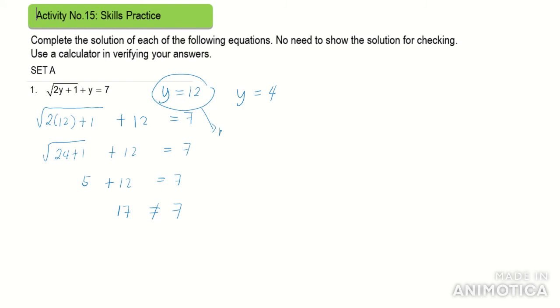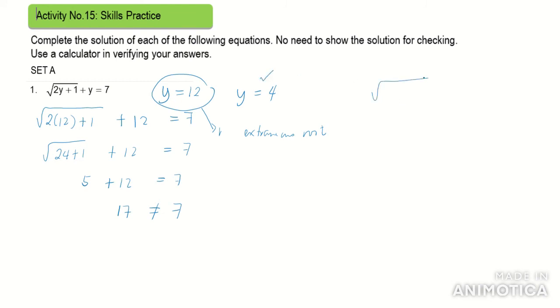Therefore, this is an extraneous root. Okay? An extraneous root. Not a solution. A value of y that will not make this equation true. Then how about y equals 4?